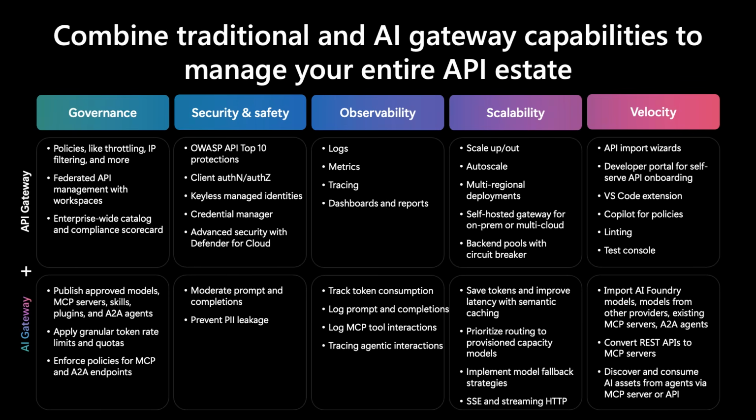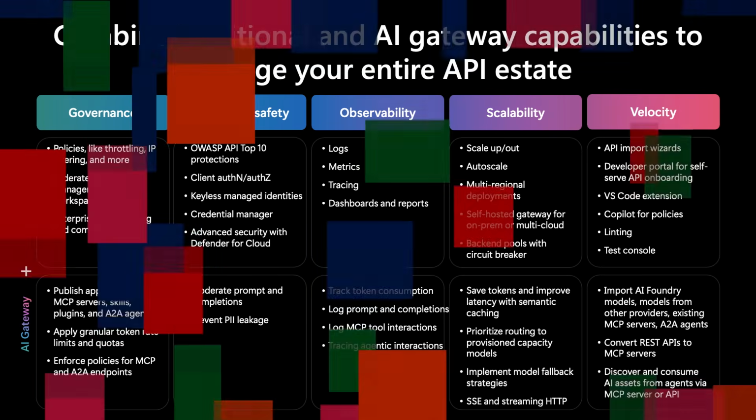You can convert your existing estate of REST APIs to MCP servers so that you don't have to duplicate the work or invest more time than you have already invested in building all your REST APIs. You can discover and consume these assets from across the places and various agents via the MCP server that we have created for API Center. So let's double click into model governance with API management.